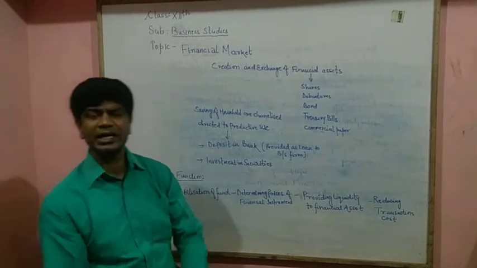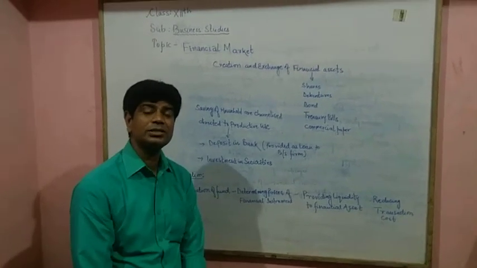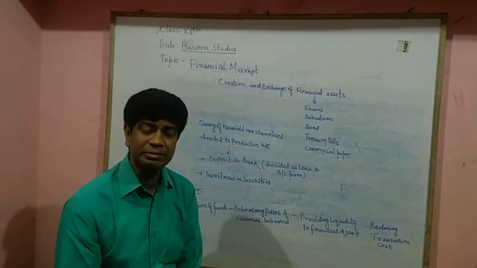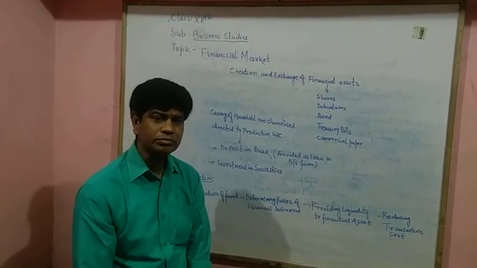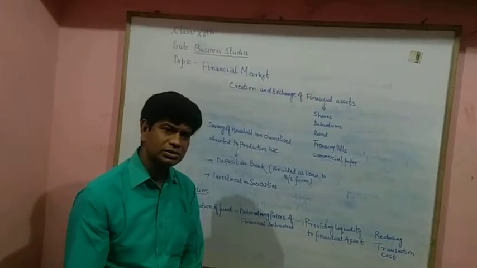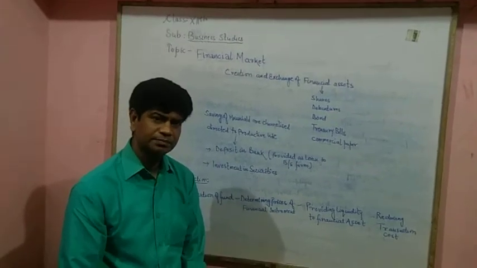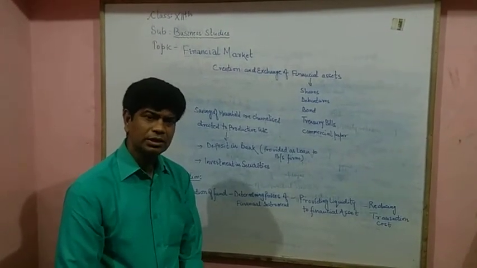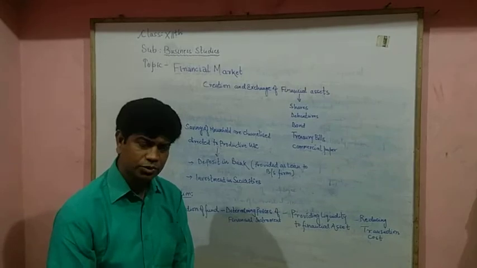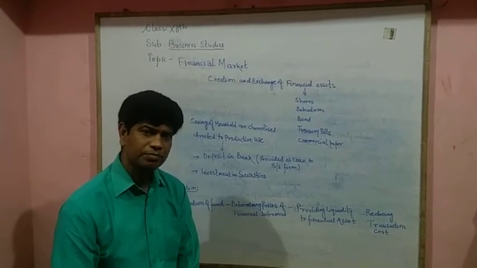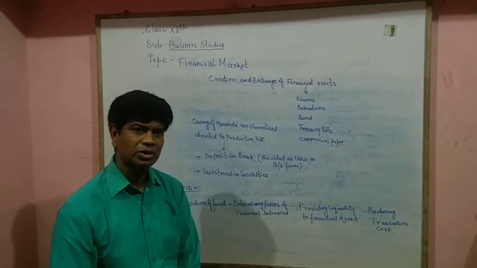So this is about the financial market. Now, what are those financial assets that we have to deal with? Financial assets are shares, debentures, commercial papers, treasury bills, etc. So these are the sources in which the financial market deals. It channelizes the funds or the savings of the household to the producer sectors through these sources, and they are utilized by the producer sectors in business operations or business firms.